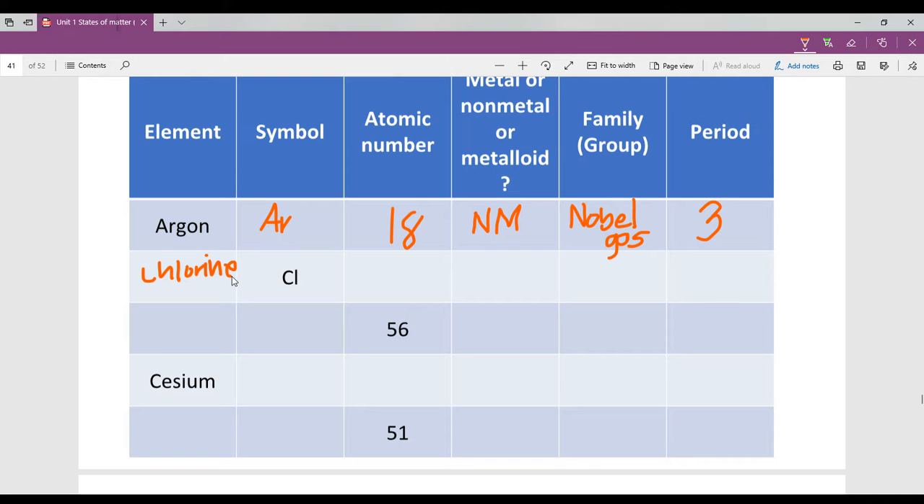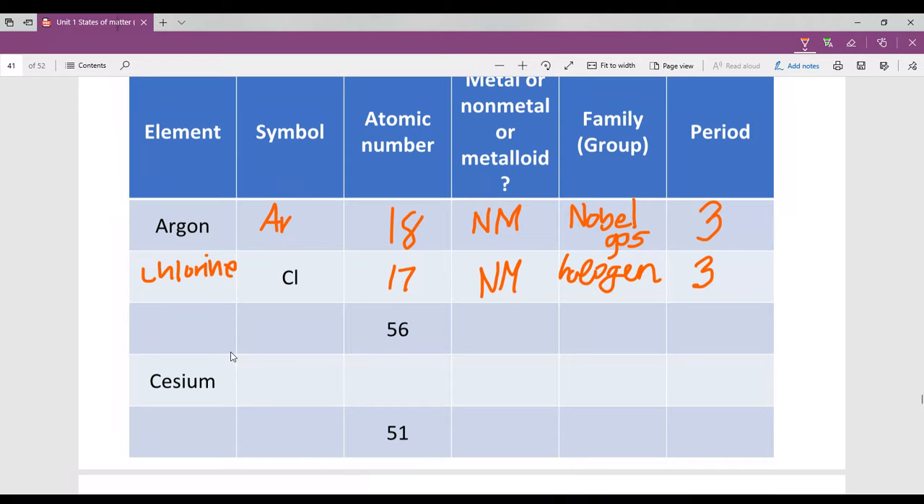Okay. Chlorine. Atomic number of chlorine is argon's neighbor, 17. And then it is also a non-metal. And then it's the halogens. There, halogen. And then it is also in period 3.